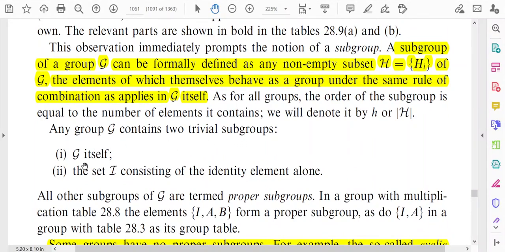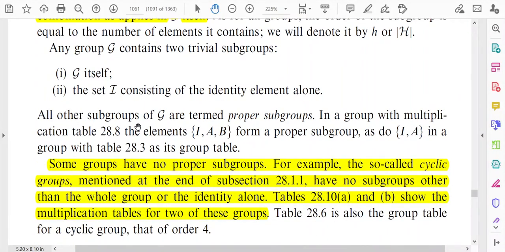Any group G contains two trivial subgroups. The first is G itself, and the second is the set I consisting of the identity element alone. So any group G has two trivial subgroups, the group itself and the identity. All other subgroups of G are known as proper subgroups, that is, excluding the whole group G and the identity.